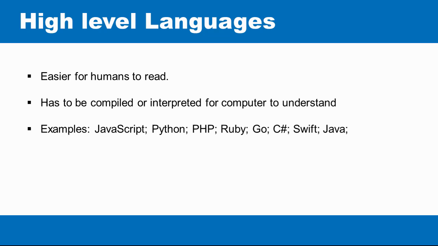So examples of high-level languages are some you may have come across. JavaScript is a popular one. It's also mainly an interpreted language, because as you write JavaScript, there's an interpreter inside your web browser that will interpret the JavaScript you write. So it converts that into machine code. Then we have Python, PHP, Ruby, Go, C#, Swift, Java. There are so many more. There are hundreds of programming languages.